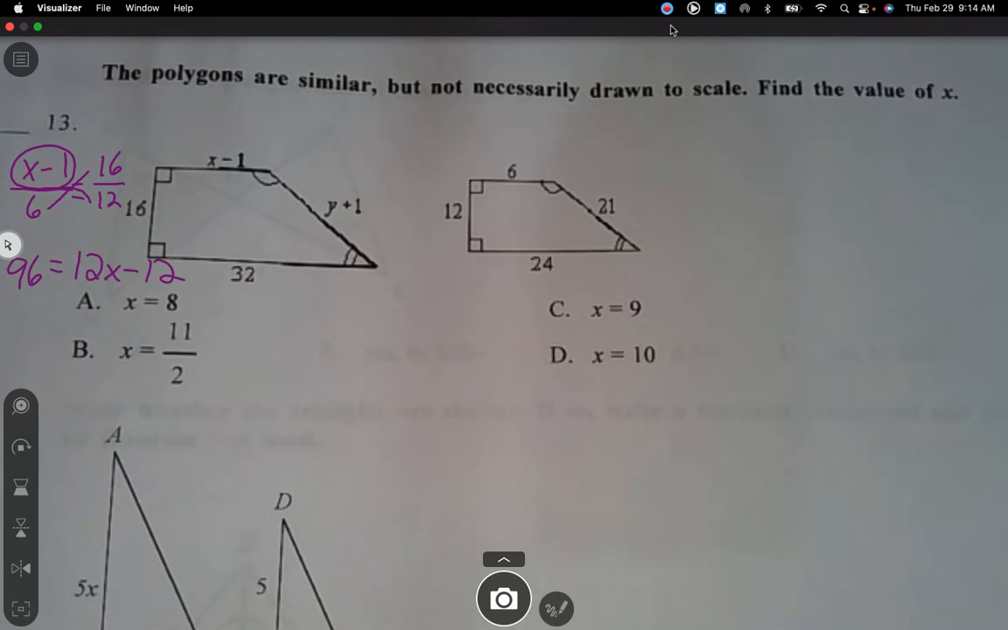Add 12. I would add 12. What is 96 plus 12? 108 equals 12x, then what? Divide by 12. And what did y'all get for x? 9. So if you were working it out with 32 and 24, you would get the same answer. Mm-hmm.